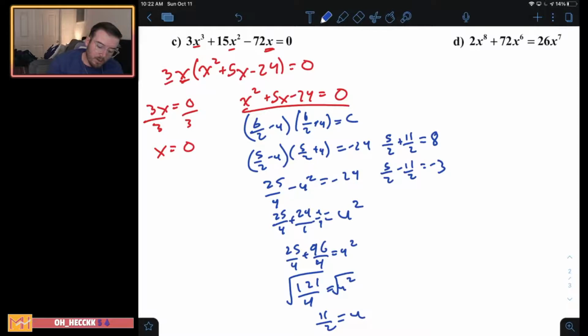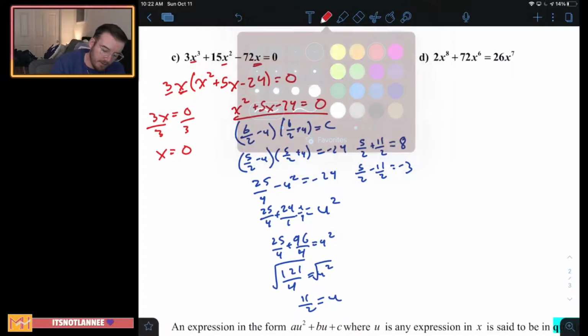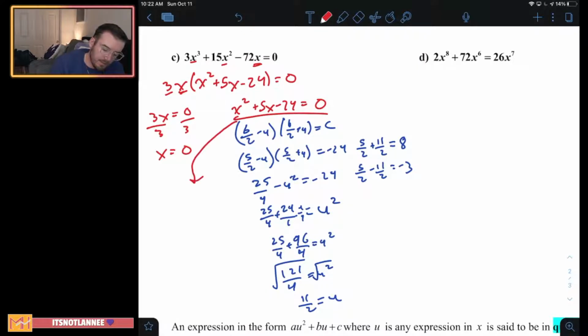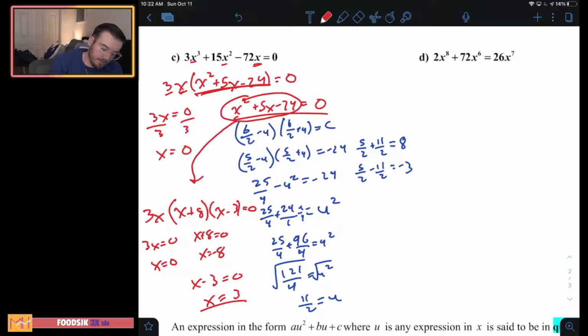Remember, those are my factors. So what did I do all that work for? Well, that means that this expression from the original problem factors into x plus 8, x minus 3. So my three solutions are 0, negative 8, and 3.